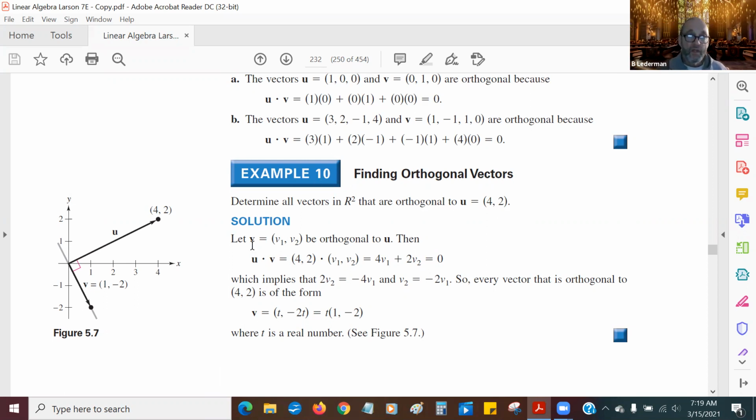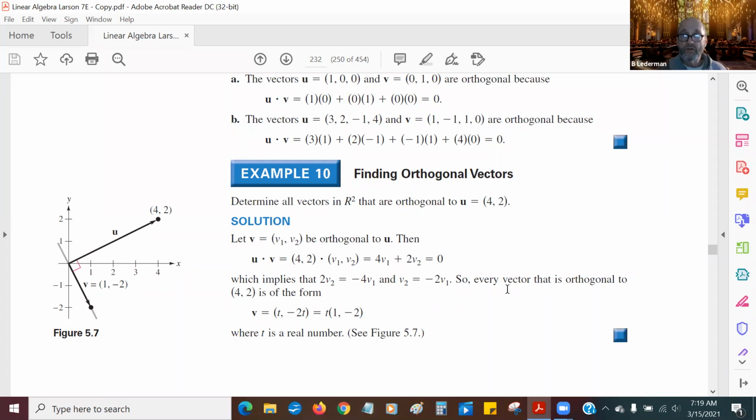Well, let v be the missing vector, so to speak. That's what we're trying to find, and the components of that are v1, comma v2, and let's say v is orthogonal to u. So by definition, the dot product of u and v is 0, which means 4v1 plus 2v2 equals 0. But that implies that 2v2 is equal to negative 4v1, and v2 is then equal to negative 2v1.